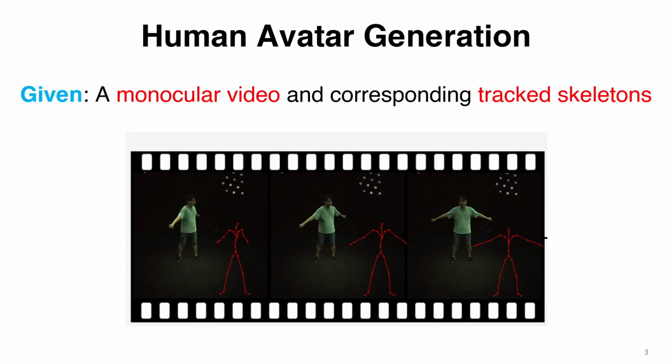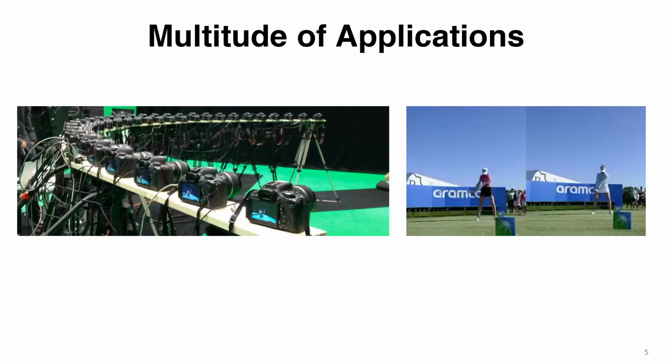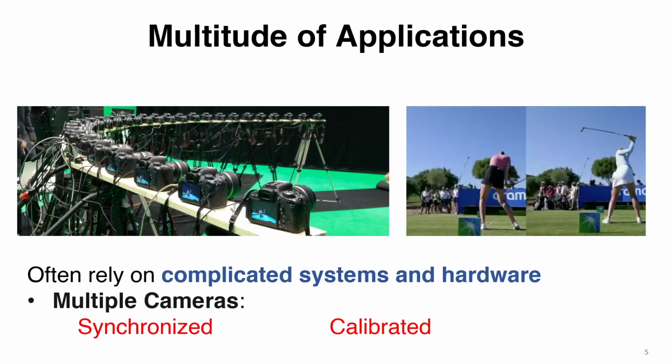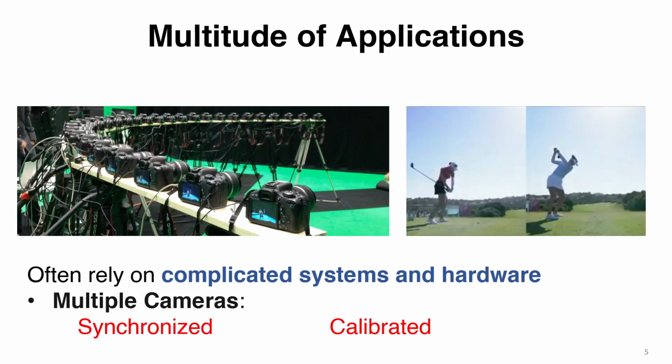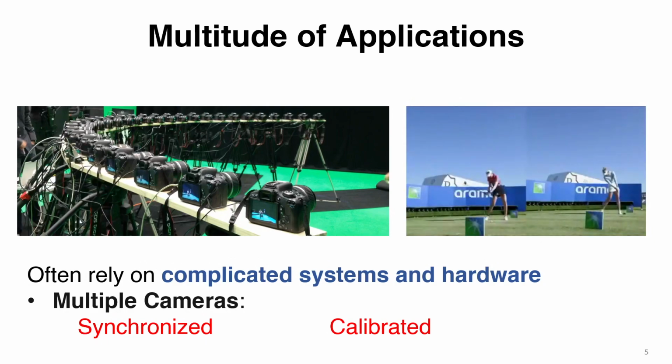Given only a monocular video and its corresponding tracked skeleton, we seek to animate this avatar in novel views and poses. Rendering a free viewpoint actor is a crucial task in the animation industry as well as for other tasks such as telepresence. Previous state-of-the-art methods often rely on complicated systems and hardware which require multiple arrays of cameras, which need to be calibrated and synchronized.